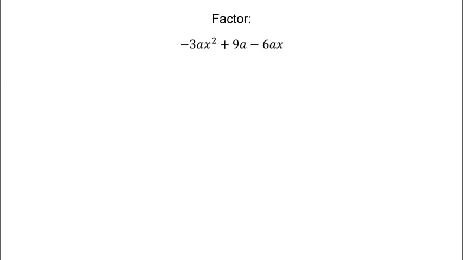Let's take a look at this example. Here we're asked to factor negative 3ax squared plus 9a minus 6ax. The first step to factoring is to look for a GCF. Our leading coefficient is negative, and the largest number that will evenly divide 3, 9, and 6 is 3. And then when we look at our variable portions, we have ax squared, a, and ax. Each one of those terms has an a in common. So our GCF is negative 3a.